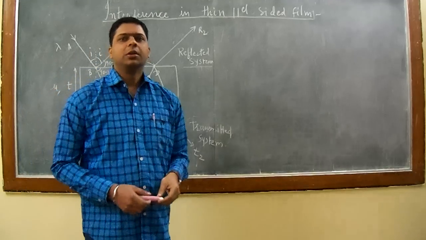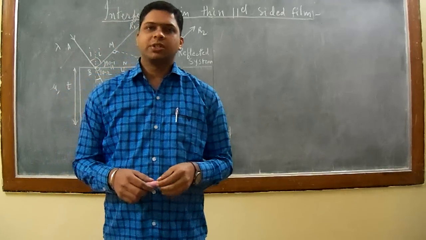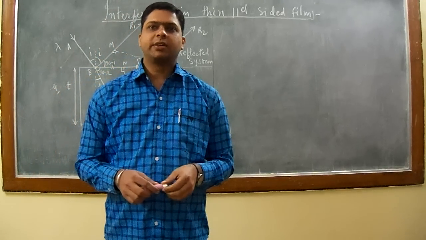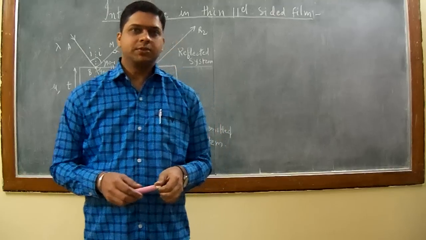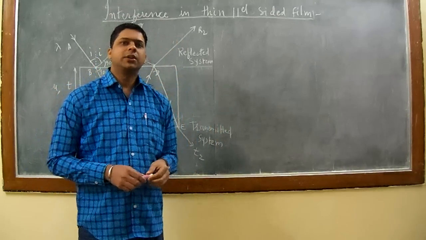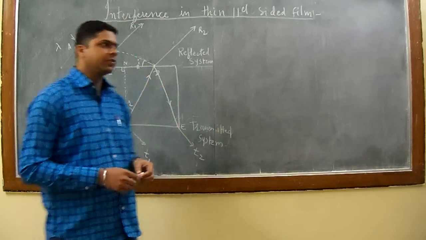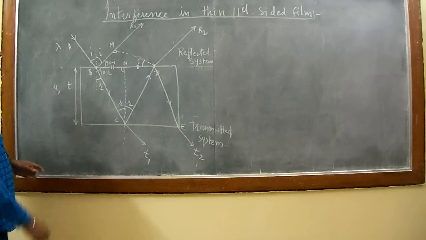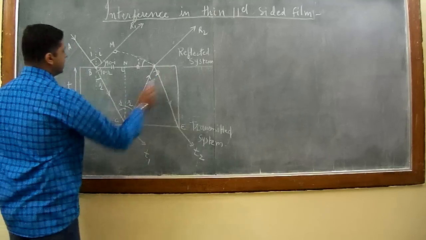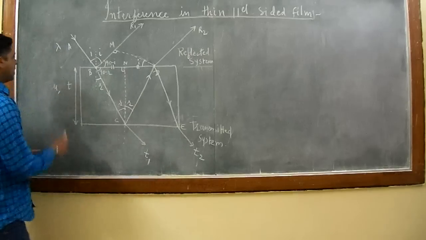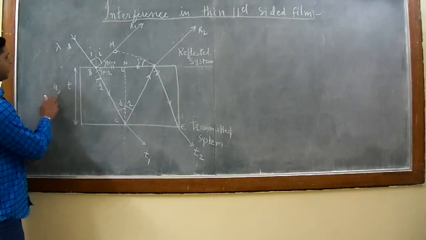In this topic, we will derive the equation for path difference in case of a thin parallel sided film, and from the path difference, we will derive the conditions of maxima and minima, which is very important in this topic. So let us consider a thin parallel sided film having uniform thickness say t and refractive index mu.